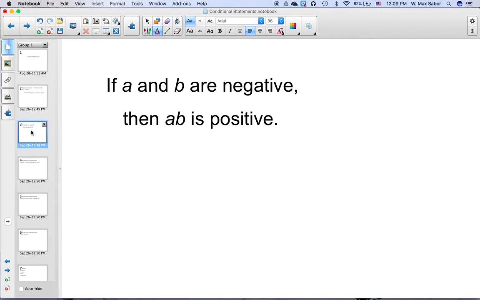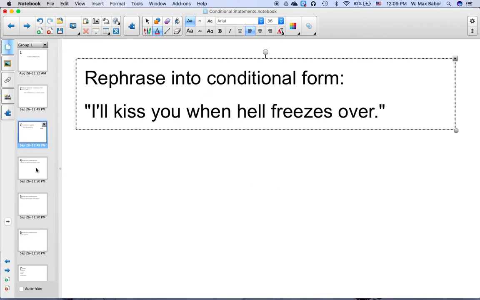Here's a straightforward conditional statement. If A and B are negative, then A times B is positive. So this is a statement about if you have -2, -3, those are both negative, then -2 times -3 is positive. Great, that's true. -2 times -3 would be 6. This happens to be a true conditional statement. You can write a conditional statement that is false, but this one happens to be true.